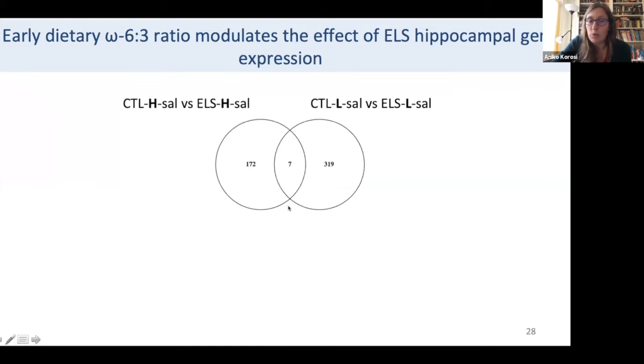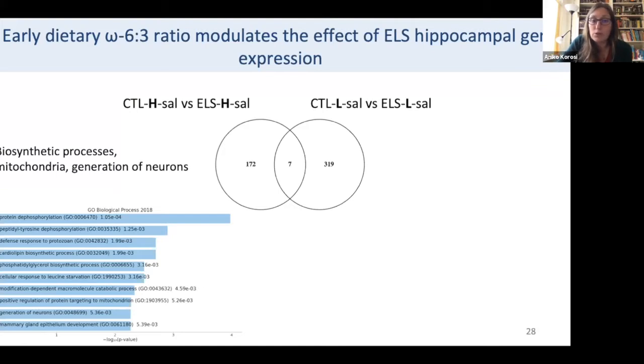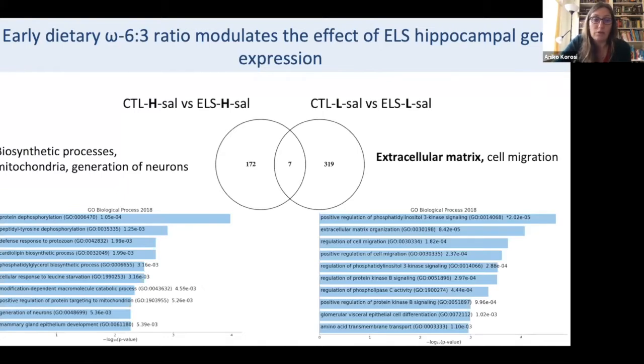So the gene expression profile in the hippocampus is very selective and very different in response to early life stress, depending on the early diet that was consumed. And when we look at the GO terms that are included in these genes that are impacted, we see that indeed they are also quite different. So we have here more related to biosynthetic process, mitochondria, and generation of neurons. And here under the low diet, we see more extracellular matrix and cell migration.